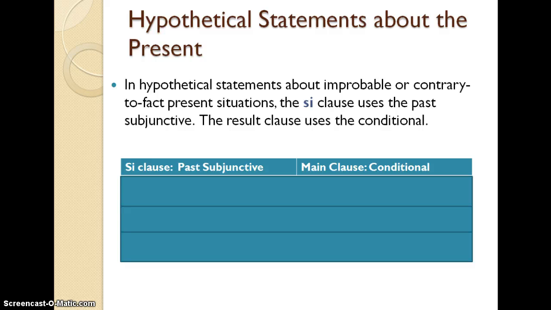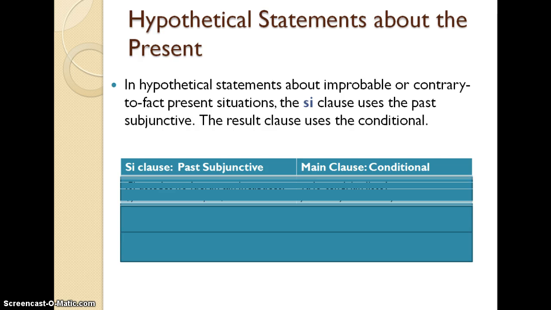Now we can also use these si clauses to talk about hypothetical statements in the present. In a hypothetical statement about improbable or contrary to fact present situations, the si clause uses the past subjunctive. Remember to look at that in our last podcast. And then the result clause will use the conditional tense.